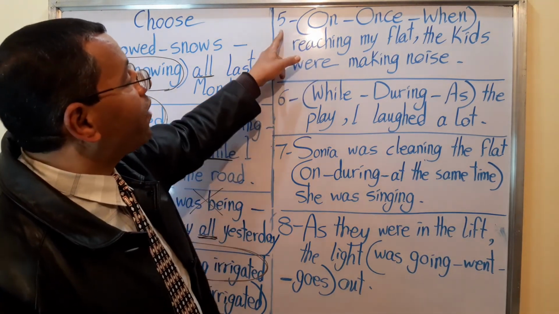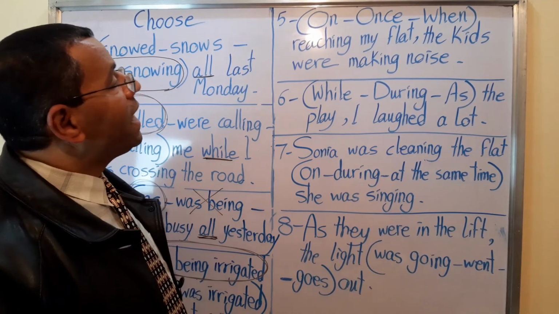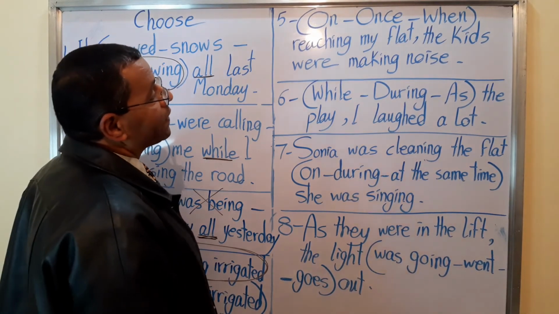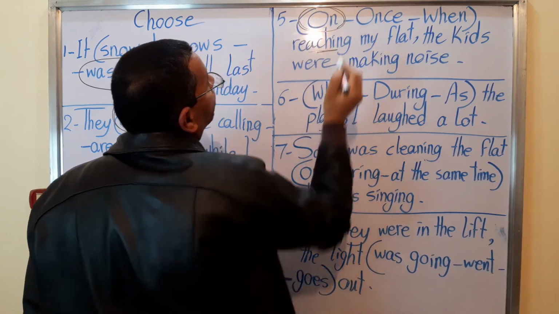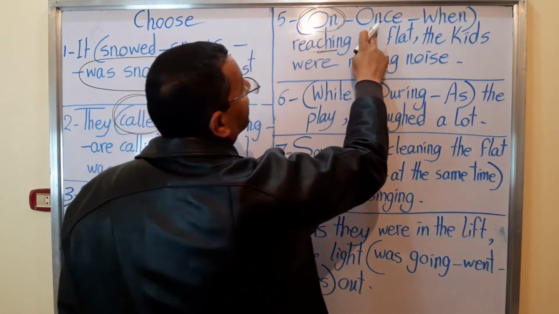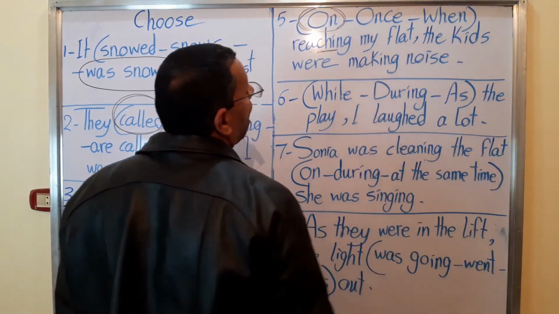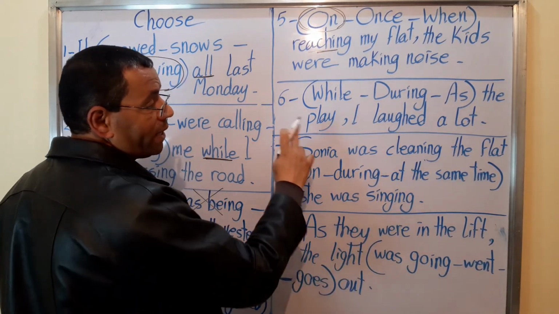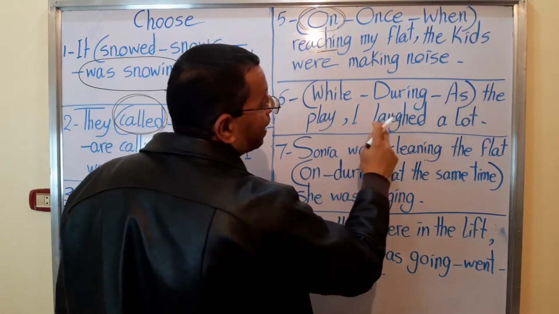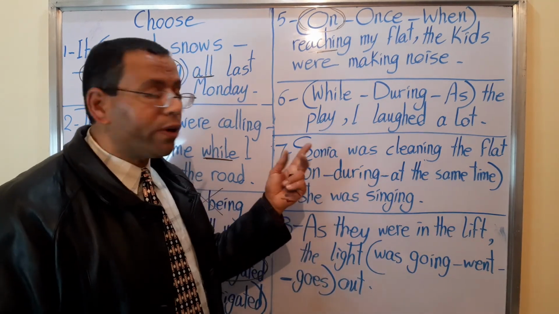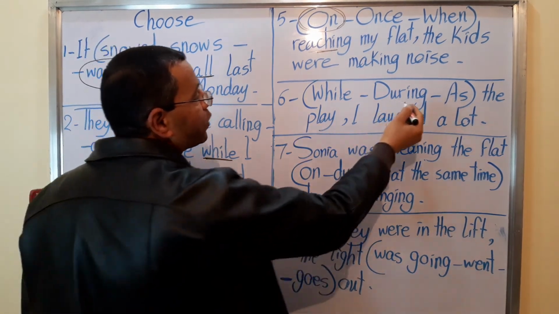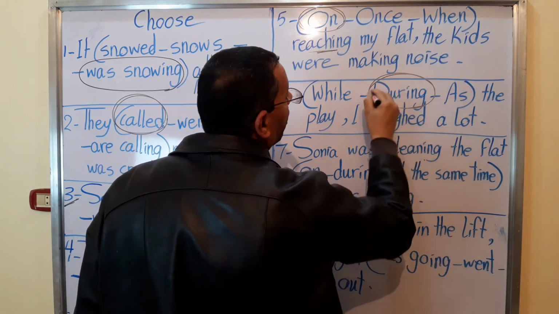Reaching number 5. Reaching my flat, the kids were making noise. We have -ing, so we choose on reaching. On is followed by a sentence. Number 6: during the play, I laughed a lot. The play, المسرحية, is a noun, so we use during. During is followed by a noun.